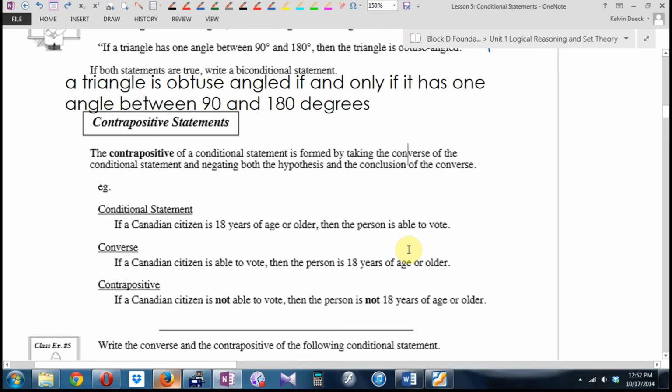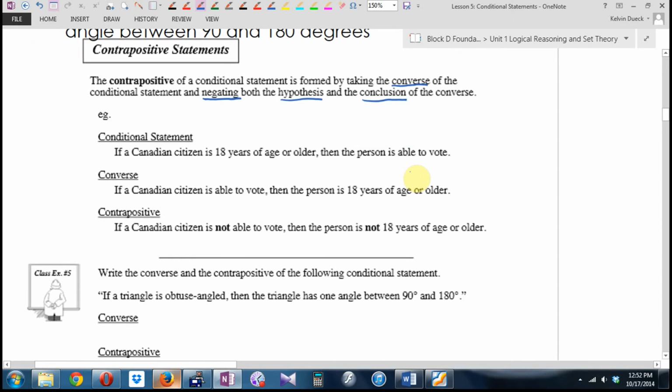The contrapositive of a conditional is formed by taking the converse of the conditional and negating both the hypothesis and the conclusion. It's the contra-positive. Contra, opposite, against. That's why you're negating it. Positive, you're taking the converse, you're reversing it. So you ready? Here is the conditional.